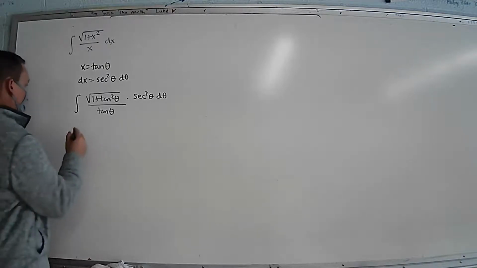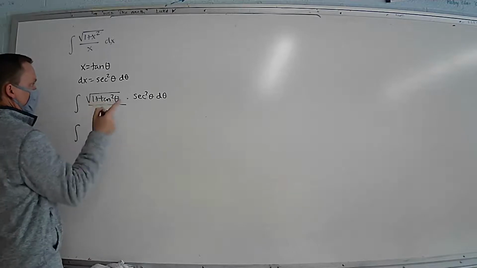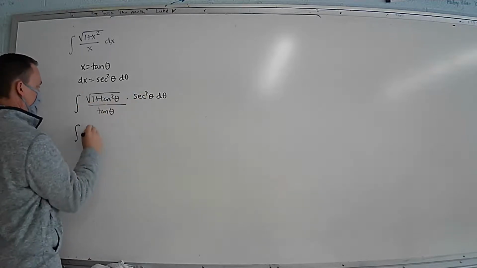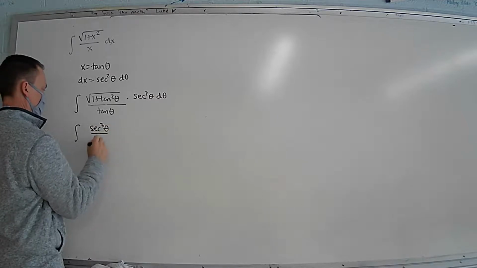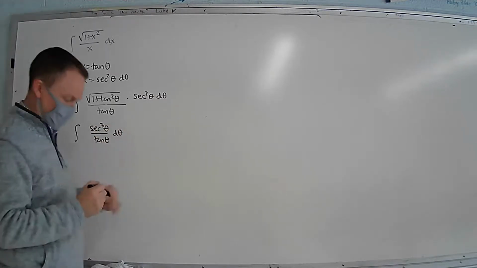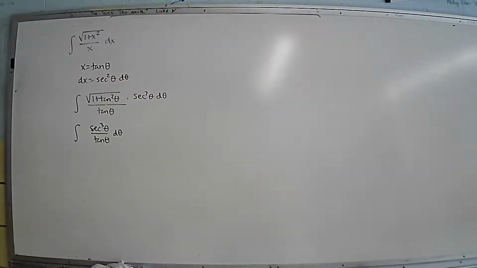So what does this end up being now? Well, 1 plus tangent squared is secant squared. The square root of that is secant, times secant squared is secant cubed, over tangent. So now we're there. Now my first instinct when I saw this, secant cubed over tangent, was to try to simplify that.